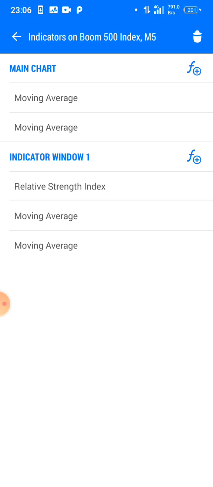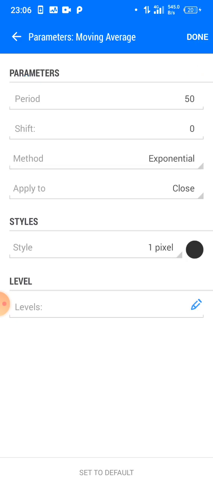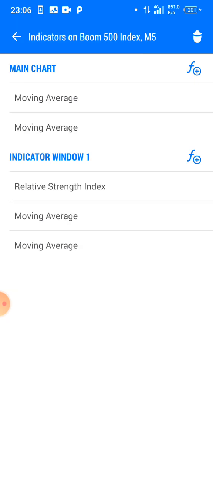As I said, on the main chart we're going to have two moving averages. The first moving average period is going to be 50, shift 0, method exponential, apply to close, and I choose black. You can choose any color of your choice depending on your background. Then for the second moving average, you're going to be using period 200, shift 0, method exponential, apply to close. Then color, I chose purple. You can choose any color of your choice.